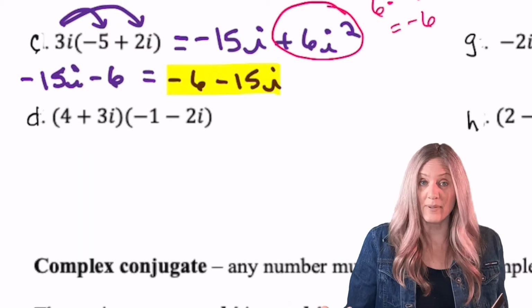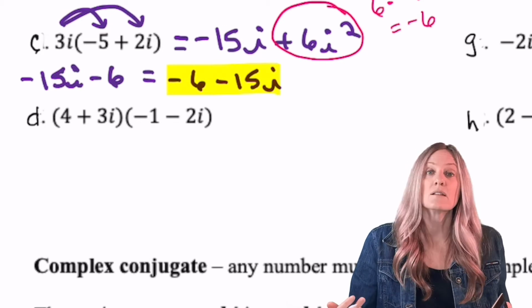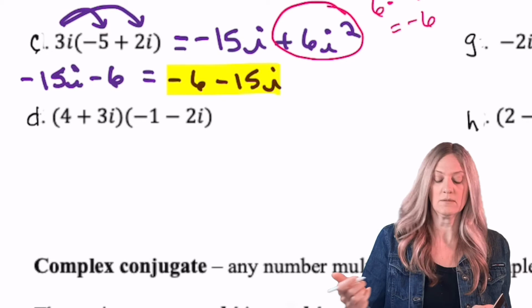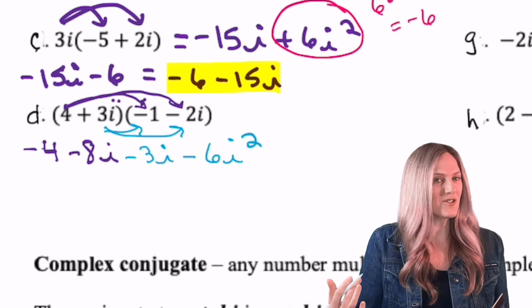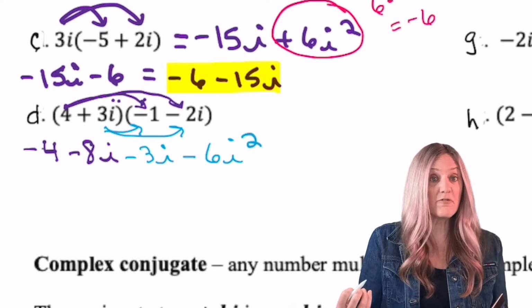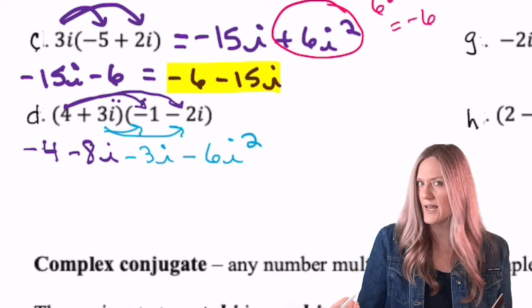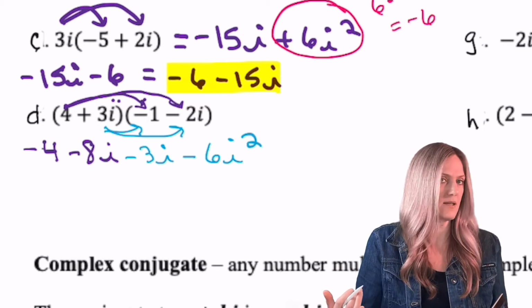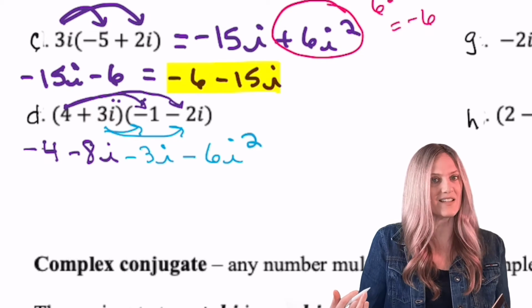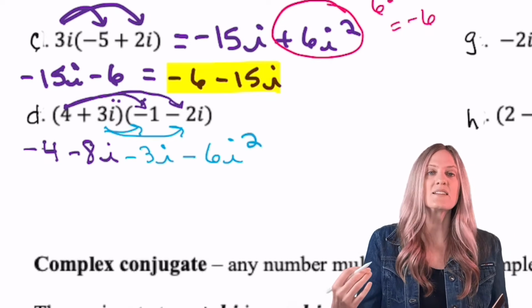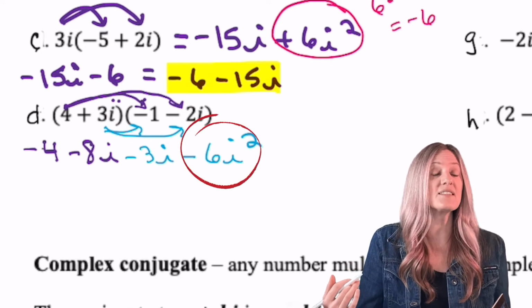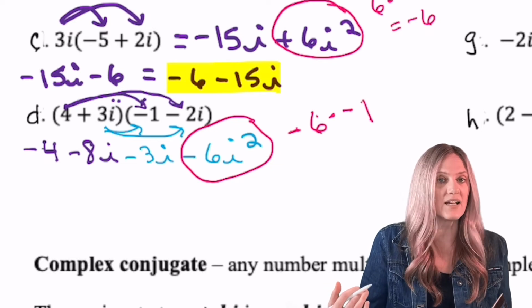Now we're just multiplying complex numbers again, but this time they're both binomials. Let's go ahead and expand. Be careful. This is a good time to make sure you distributed correctly. So distributing the 4 into the second binomial, -4 minus 8i, and then distributing the 3i into the second binomial, -3i minus 6i squared. We already talked about the fact that we do not leave i squareds as one of our terms, so we need to simplify that. -6 times -1 now becomes plus 6.